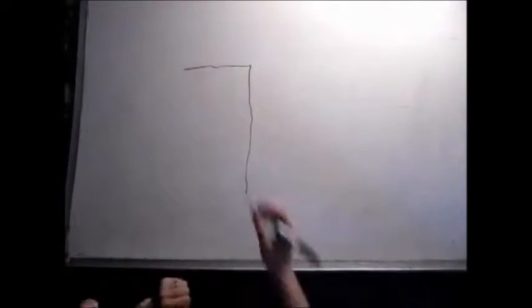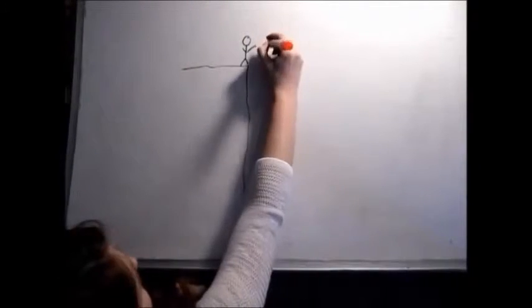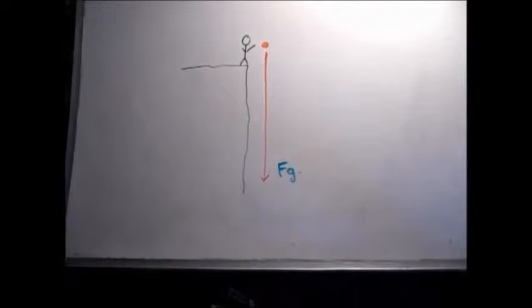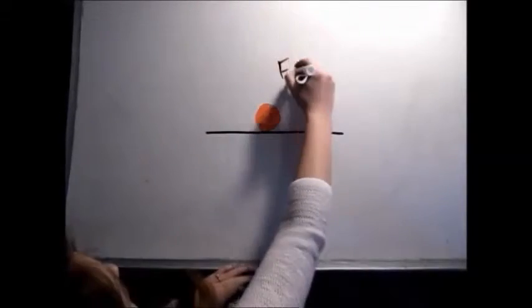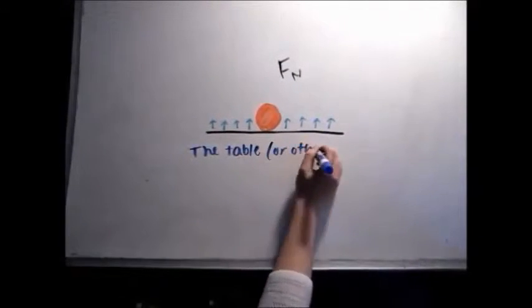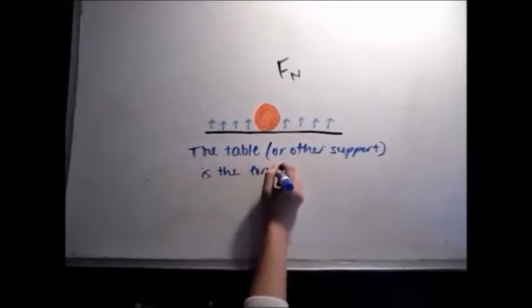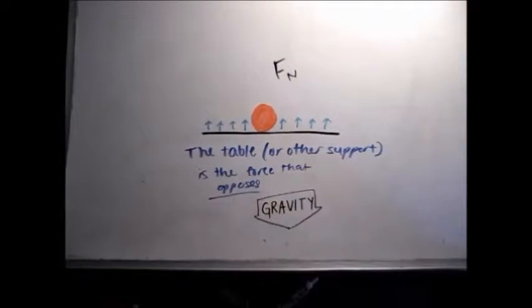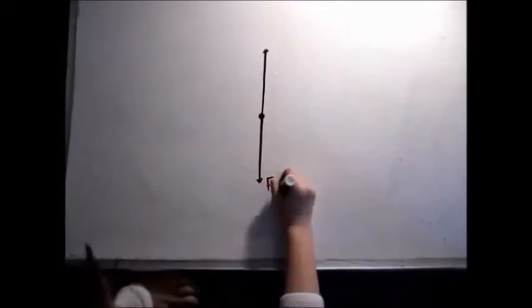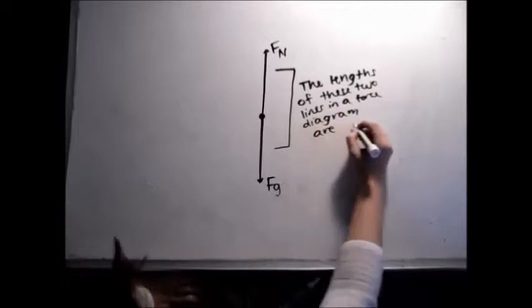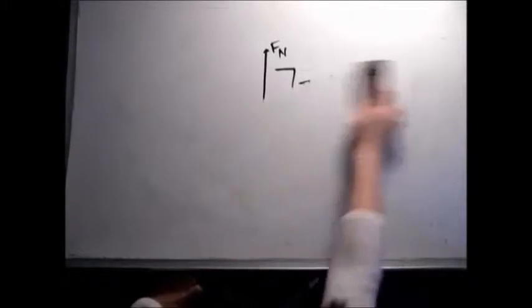In this situation, the force of gravity is labeled F sub g, and it is the arrow pointing down on the diagram and the force that pulls the ball downward. The normal or support force is the force that opposes gravity. In this example, the table or other support is the force that opposes gravity. It is the arrow that is drawn upward in a force diagram. The normal force would be the arrow in the force diagram labeled F sub net.